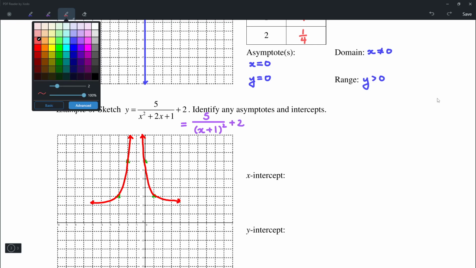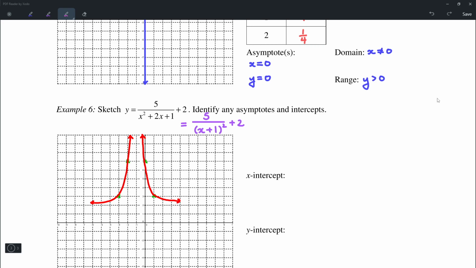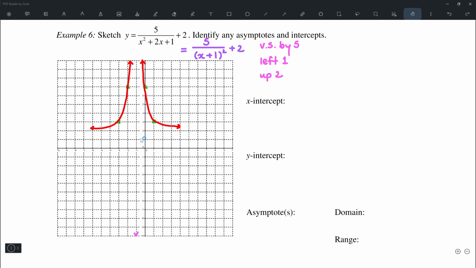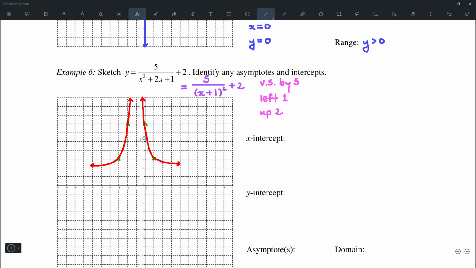Meaning that we have 3 transformations. The first one is a vertical stretch by a factor of 5. And then we move the graph left 1 space, and finally up 2 spaces. So we expect the graph to have the same shape as the one in example number 5, but with those changes. And of course, now we can draw in the asymptotes.